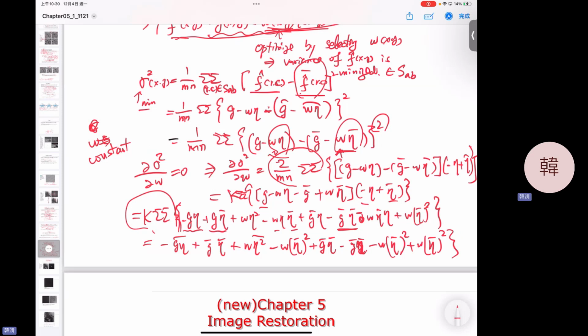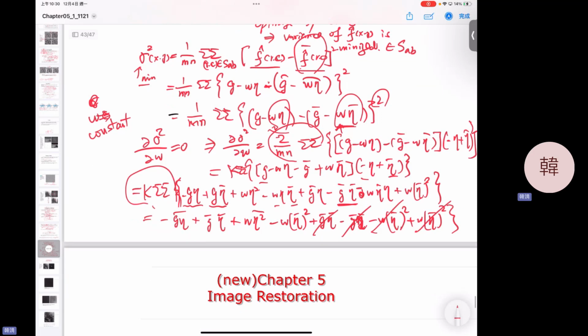So you can see some terms will be canceled out. For example, this one minus, plus, this one plus, minus. So there are only 4 terms left for this optimization process. So what's the result here? You assume this is the optimum after you take the derivative with respect to your parameter W. So what's the result here?